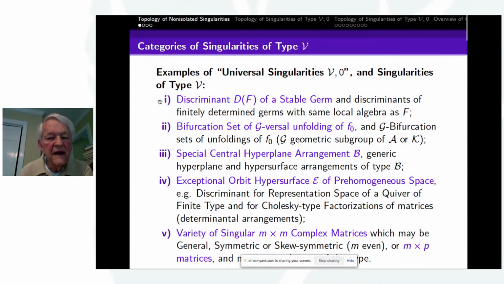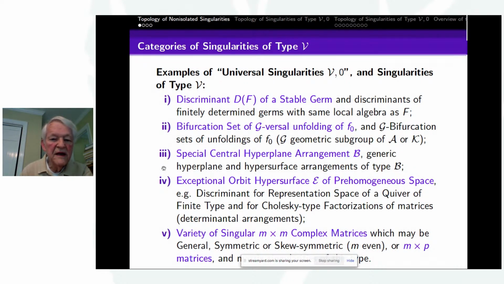Okay, so what are some examples of universal singularities V and singularities of type V? Well, if we take a discriminant of a stable germ, we can take the discriminants of finitely determined germs with the same local algebra; those discriminants arise as a nonlinear section of the discriminant of the stable germ. Similarly, if we take a bifurcation set of a versal unfolding with respect to some equivalence G, and we take a non-versal G bifurcation set of an unfolding, it is obtained as a pullback here. And here G can not only be the standard groups you're familiar with, like A, K, and R, there's a larger collection of groups to which this equally well applies.